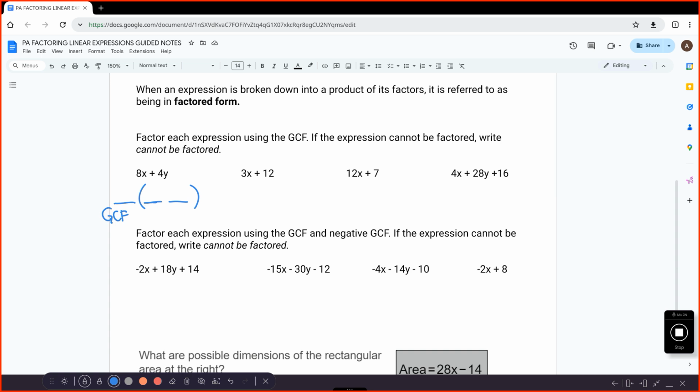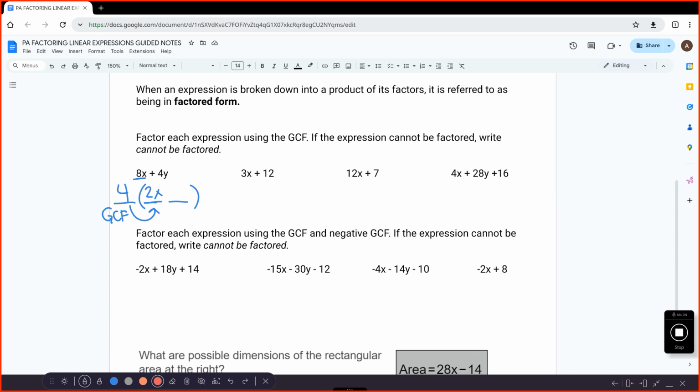So what's the biggest number that goes into 8 and 4? 4, right? 4 is the biggest number that you can divide 8 and 4 by. So now I want you to ask yourself, okay, 4 times what number will get you 8x? 4 times 2x. You could also look at it like, all right, 8x divided by 4 gets you 2x.